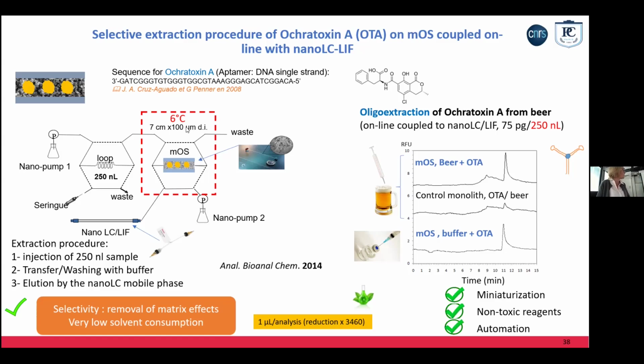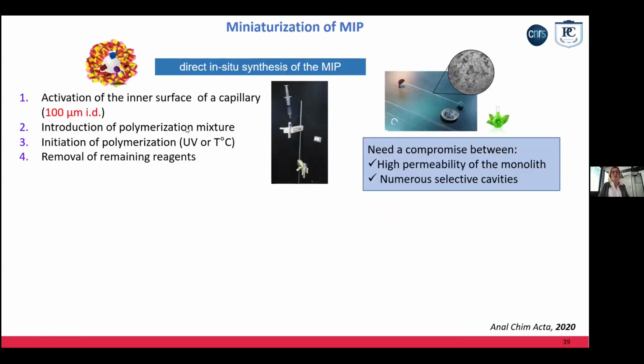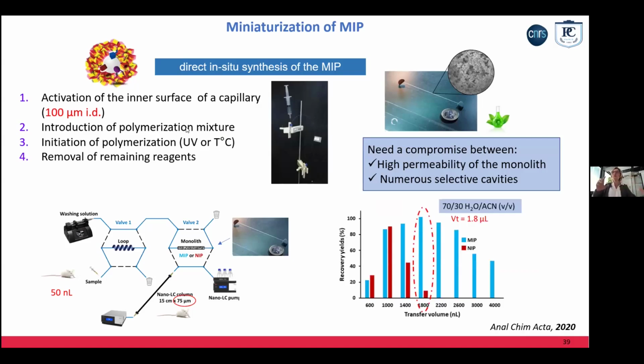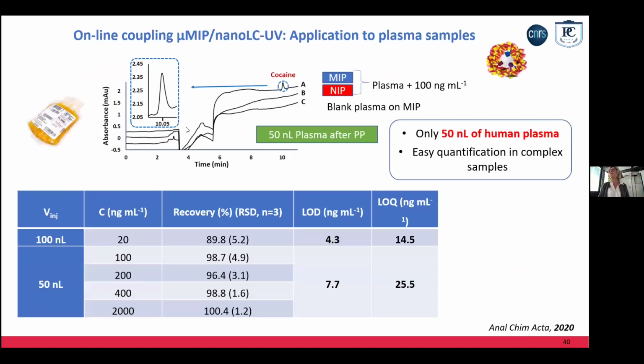I hope I can convince you about the interest of the miniaturization. We have done this for molecularly imprinted polymer. We just have to develop directly the imprinted monolith into the capillary, to connect the monolith to the nanoLC, to check how to distinguish MIP and NIP to be sure to have a very selective procedure, and then to apply it to the real sample. In this case, we are able to detect cocaine using only 50 nanoliters of sample at the concentration that has to be detected in real samples.